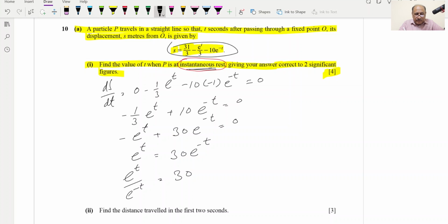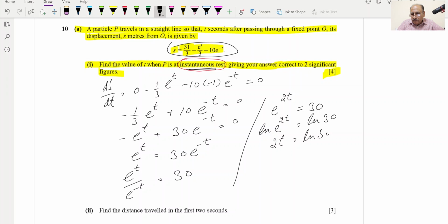So this implies e raised to the power 2t is equal to 30. This one, the denominator, we have shifted up, and it will be added in the power, so it will be e raised to 2t. And to get rid of this e, we can take log on both sides. So log e 2t is equal to log of 30, and this will be 2t is equal to log of 30, and t is equal to 1 by 2 log of 30. 1 by 2 power we can write.